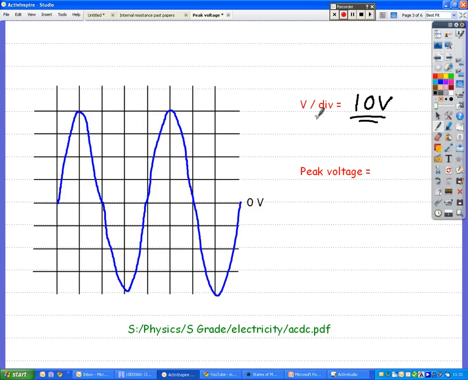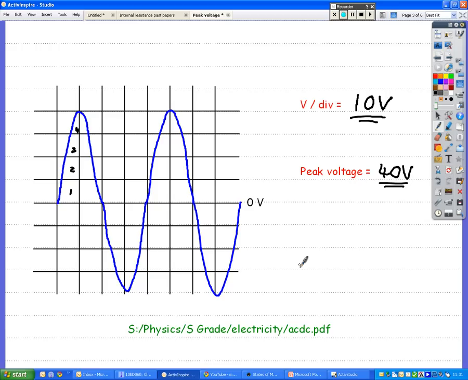So that's volts per box. We've got 10 volts per box. So we've got 1, 2, 3, 4 boxes. So it's 4 times 10. Our peak voltage here is 40 volts. So we've got 40 volts here just from reading how many volts we have per box. So it's very, very easy to do that.